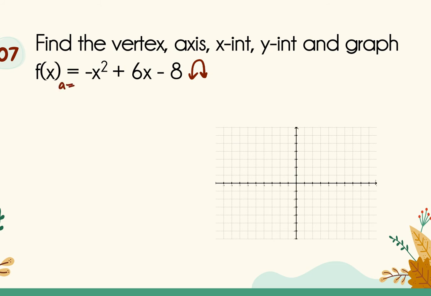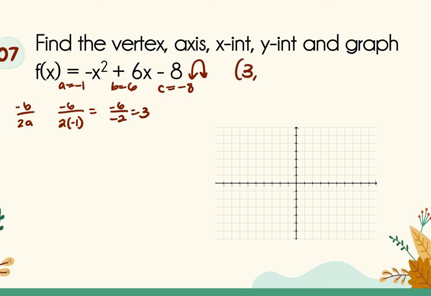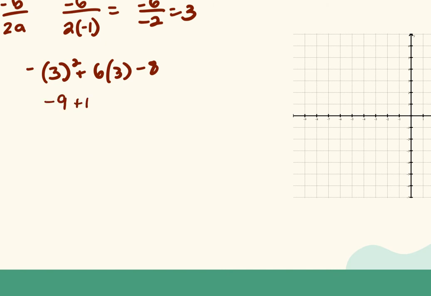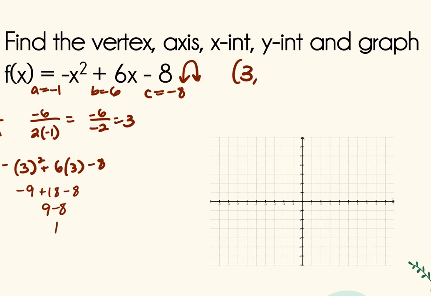The vertex: this time a is negative 1, b is 6, and c is negative 8. So negative b over 2a is negative 6 over 2 times negative 1, negative 6 over negative 2, which is 3. So the x-coordinate of my vertex is 3. Plug it back in: negative 3 squared plus 6 times 3 minus 8. I square it first, then take the negative. So this is negative 9 plus 18 minus 8, 9 minus 8, which is 1. And that's the k. Why is the negative excluded? Because it's the exponent first, then the negative.